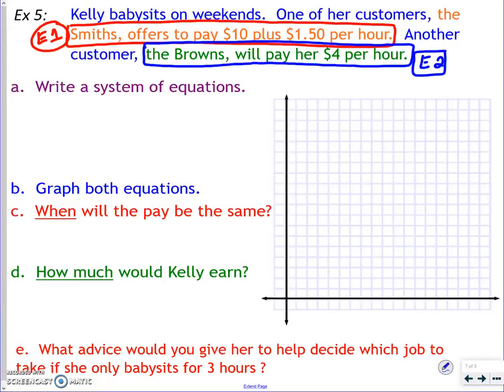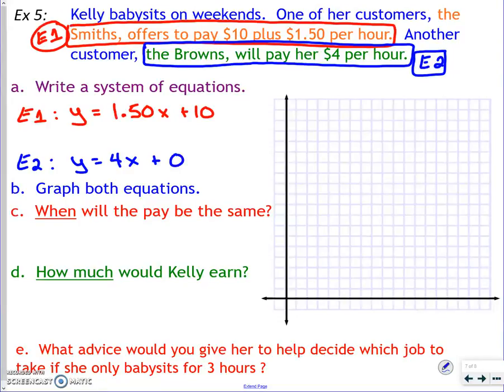All right. So on this, guys, they want us to write a system of equations. So that means you write down equation number 1. So in this case, we're going to have y equals $1.50x plus 10. And for the second equation, we are going to have y equals 4x. And they don't give us a second number here. So with this, they only give us the $4 per hour. Since they don't give us any other number, if you want, you can put a 0 in here. If you want to just leave the 0 off, you can as well.